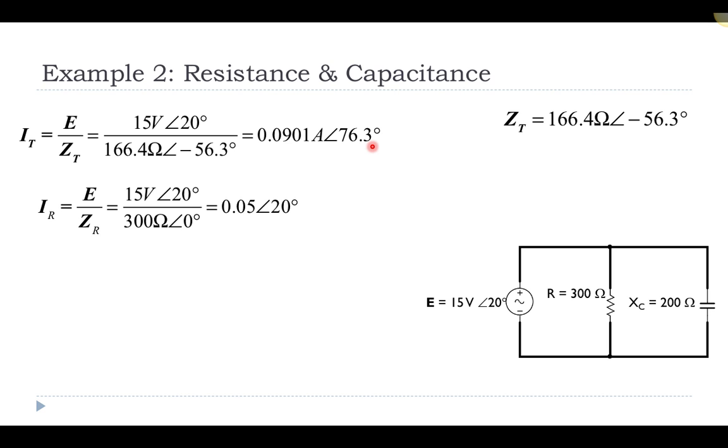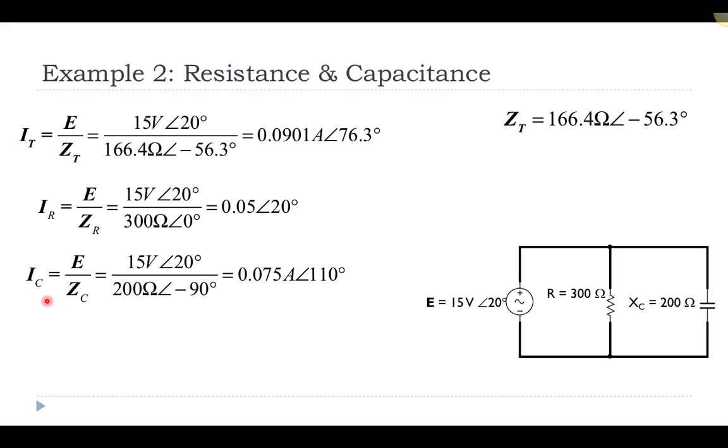I can also figure out what the current is through the resistor. Because these components are all connected in parallel, that means that they share the same voltage. So the voltage across the resistor and the voltage across this capacitor are both 15 volts with a phase shift of 20 degrees. So the current is just that voltage over the resistance, the resistive impedance, which is 300. So 15 over 300 is 0.05. I'm missing the amps there.